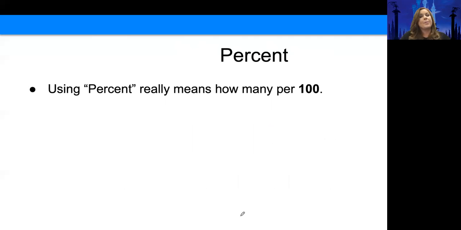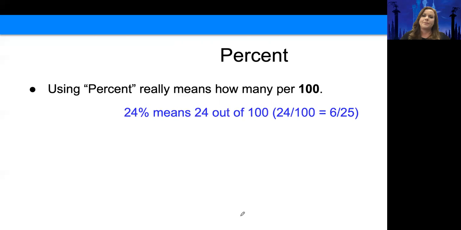Now, when we talk about percent, this really means how many out of 100. So if I had 100 people, how many would be yes or no, or whatever I'm asking for? So 24% means 24 out of 100. If I was asking how many people like spinach, 24%, that's 24 out of 100. Or that could be reduced to 6 out of 25.